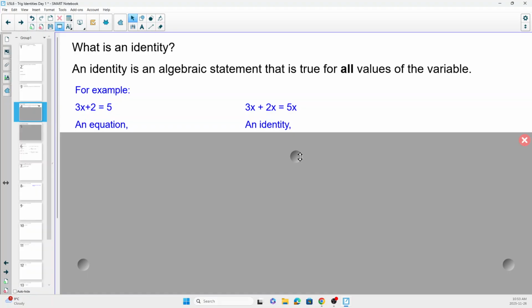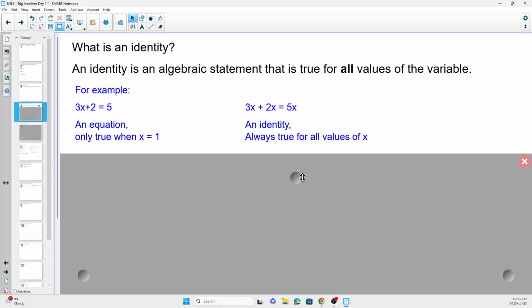So the one on the left is an equation, only true when x is equal to 1. On the right, this is an identity. It's always true for all values of x. So throughout this lesson we are trying to determine whether certain equations are in fact identities. It is suggested that they are an identity, but we need to prove that what is on the left is in fact the same as what is on the right.